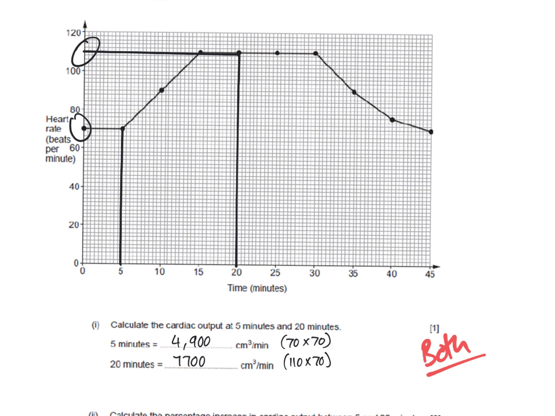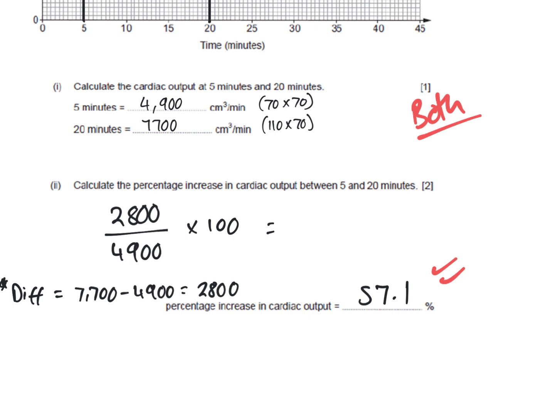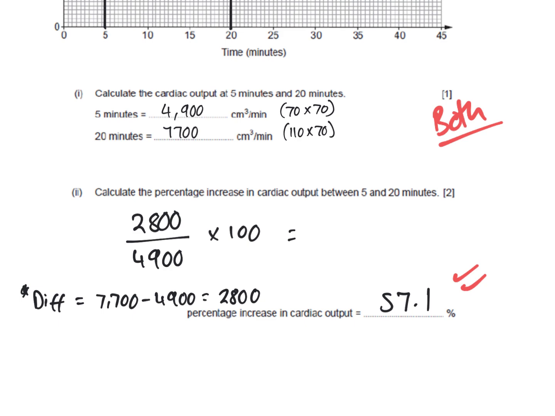You've got to get both of these correct for the 1 mark. So same at 20, go up and across, and it gives you 110. Times by the 70, and you get an answer of 7,700. At the bottom, we're asked to calculate the percentage increase in cardiac output between 5 and 20 minutes. Okay, so we're looking at the difference. So the difference in that is 7,700 minus 4,900. So that gives us 2,800. Divide that by the original, which is 4,900, times by 100, and you get a percentage increase in cardiac output of 57.1% for those 2 marks.